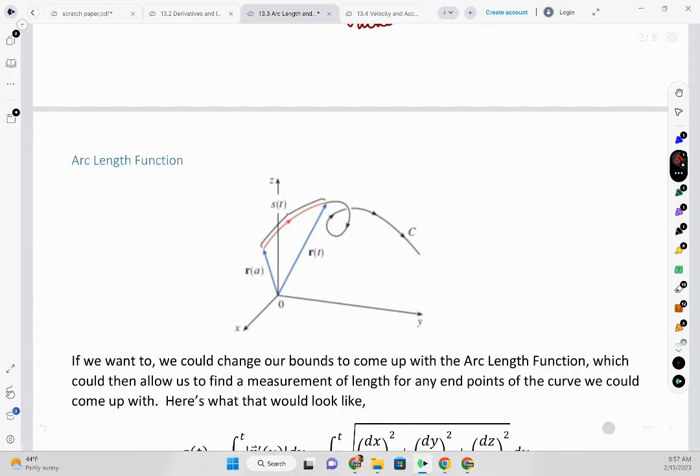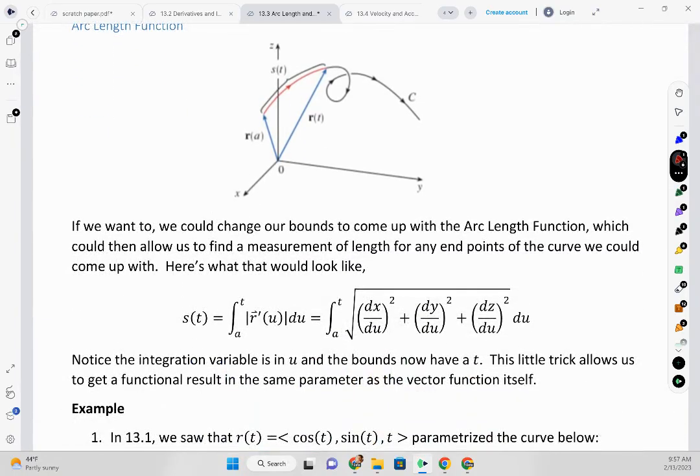All right, so then the arc length function, this is just ever so slightly different. The idea with the arc length function is to come up with a function of t that would allow you to find the length of any portion of the curve from the beginning to some unknown value. And so the way we can define that is using this s of t, and the bounds of it are a to t, where the t up here is the variable stopping point.